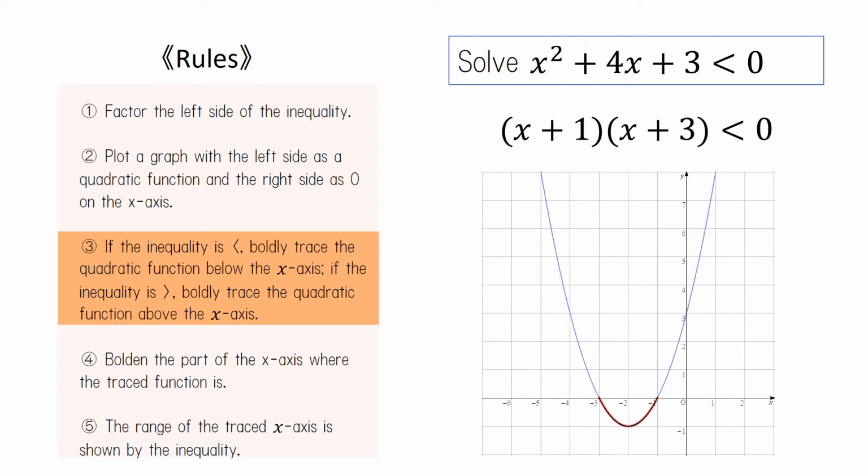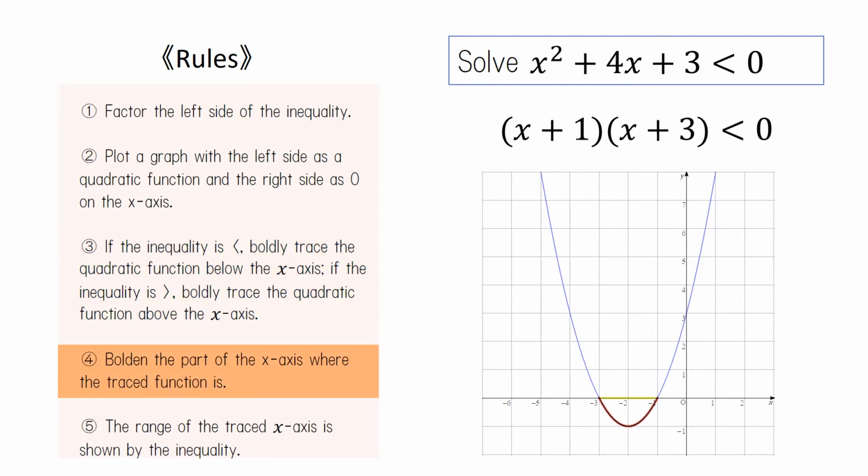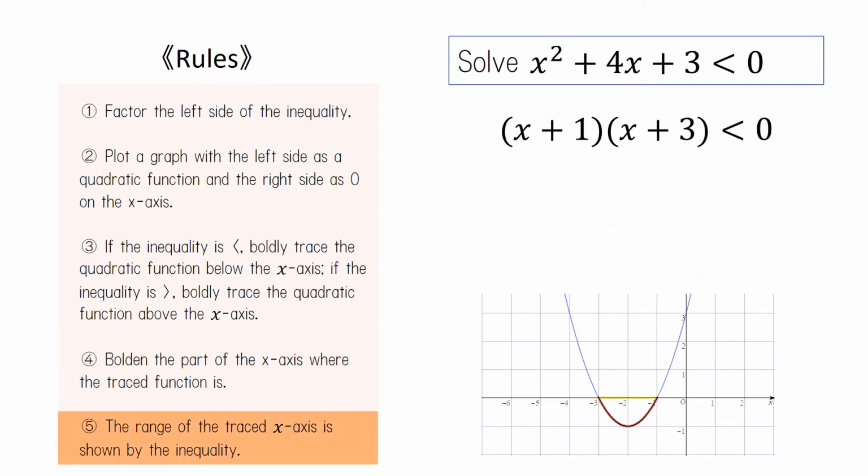Next, boldly trace the graph of the quadratic function below the x-axis if the inequality is less than, and above the x-axis if the inequality is greater than. Also, bolden the part of the x-axis where the traced function is. Finally, the range of the traced x-axis is shown by the inequality. The answer is -3 is less than x, which is less than -1.